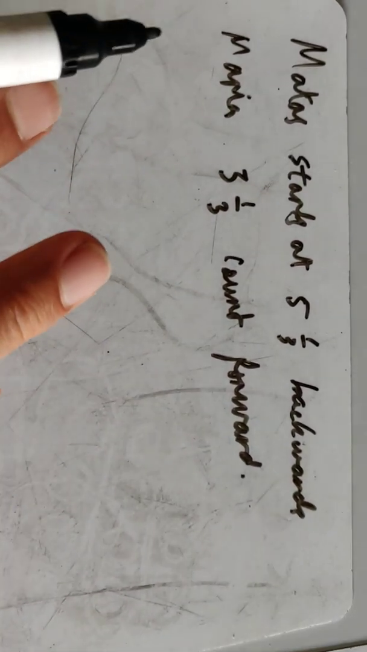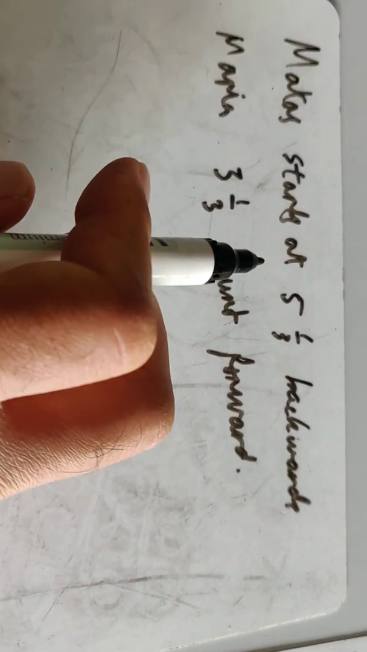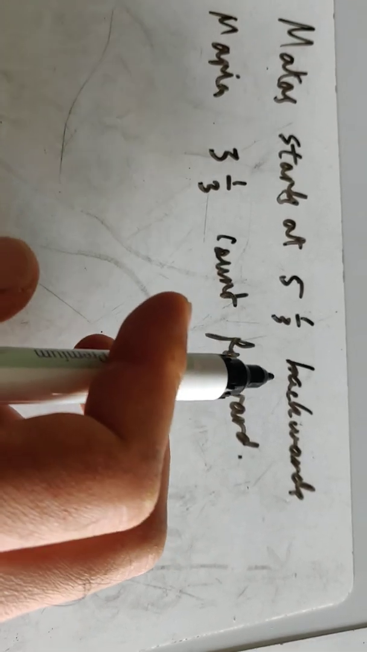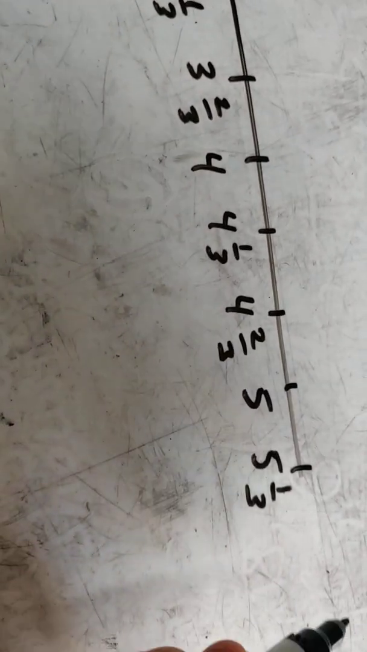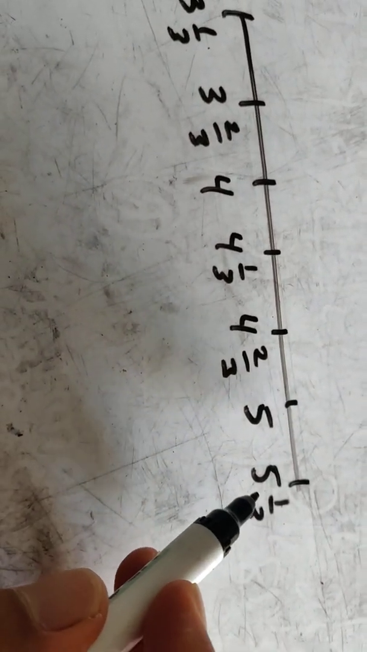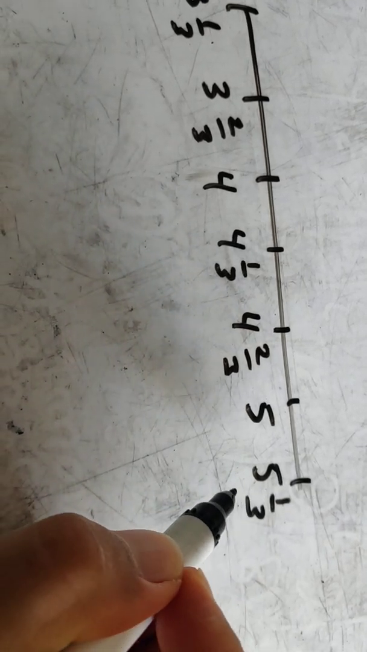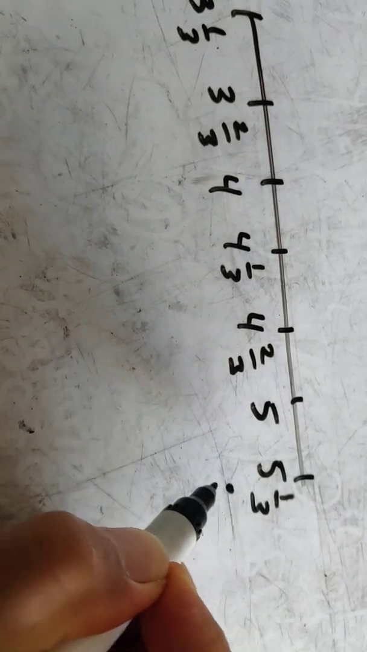So the only thing that we really need for this problem is Matthias starts at 5 1/3 and he starts to count backwards from there. So if we look at my number line, 5 1/3 is right here. So this is where Matthias starts, okay? So we're just going to put it there.